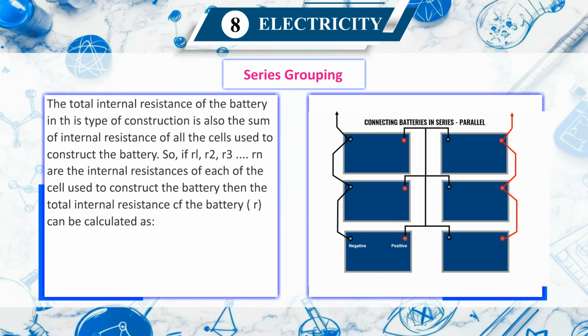The total internal resistance of the battery in this type of construction is also the sum of the internal resistances of all the cells used to construct the battery. So, if R1, R2, R3 up to Rn are the internal resistances of each cell used to construct the battery, then the total internal resistance of the battery R can be calculated as R = R1 + R2 + R3 + ... + Rn.